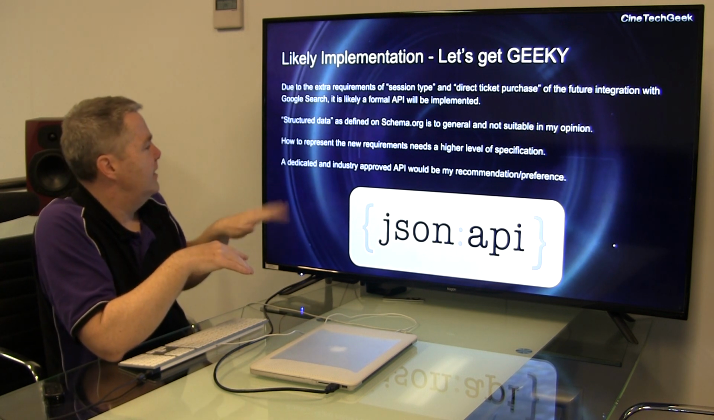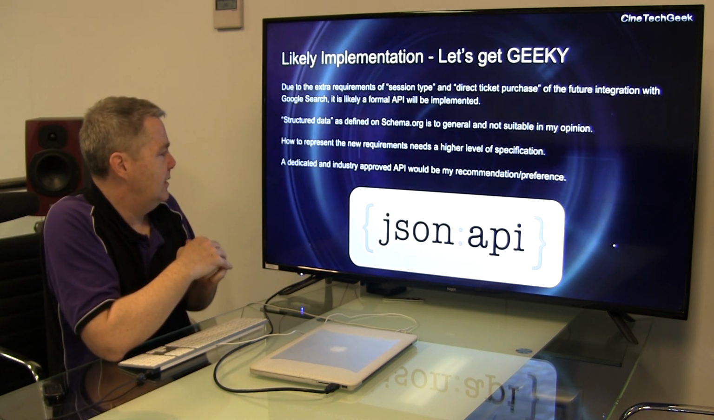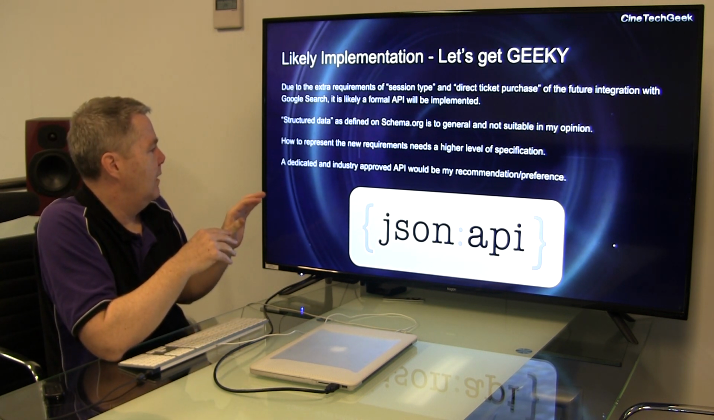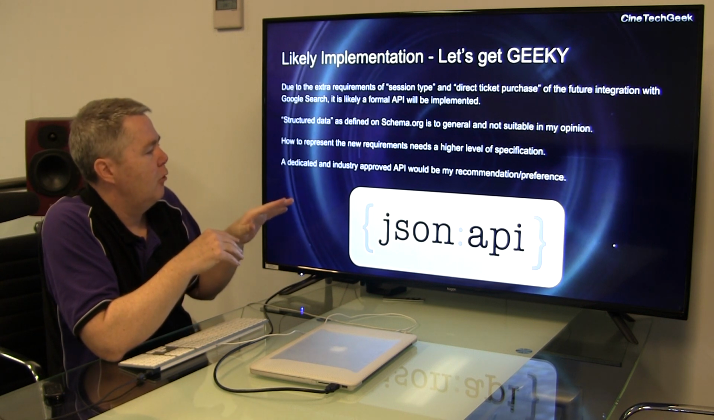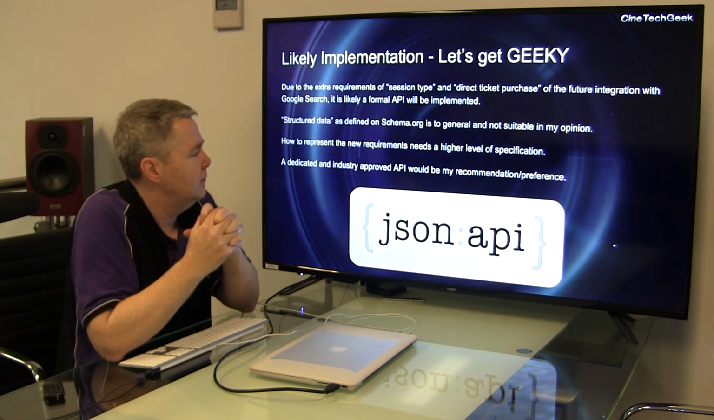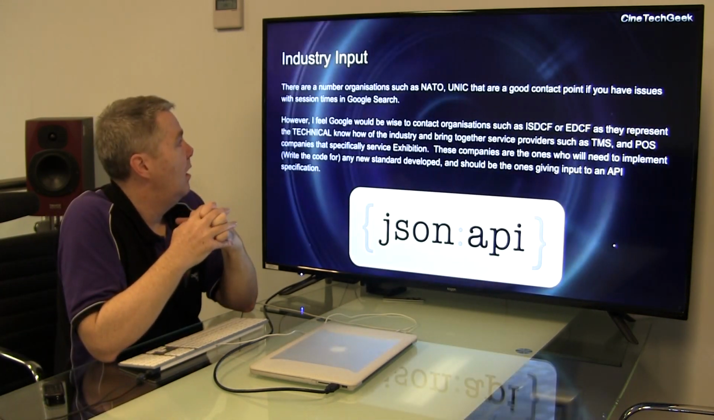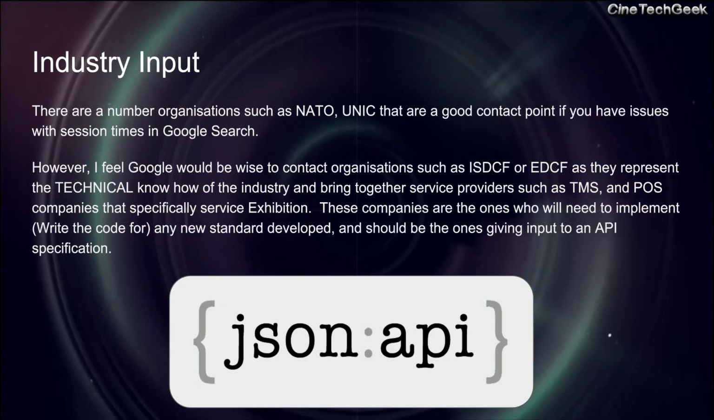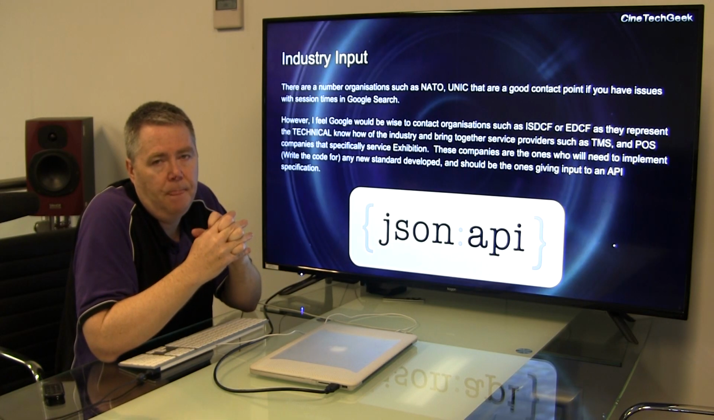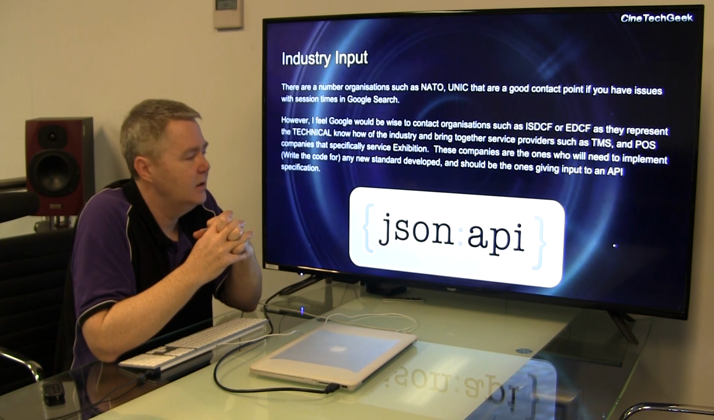One of the things I'd like to see is a dedicated and industry-approved API would be my recommended preference, right? And what I mean by that, I'd like to get some industry, like maybe this is happening, I'm out of the loop. I've tried to contact Google a number of times and get some more information about this, but unfortunately have failed to get any responses.